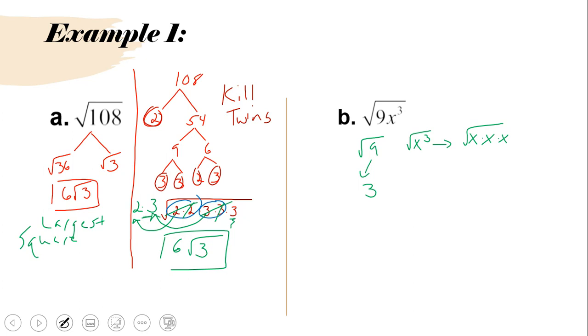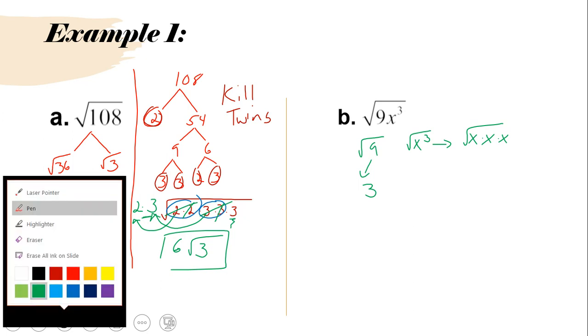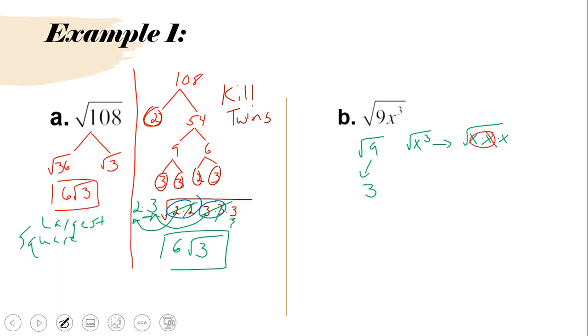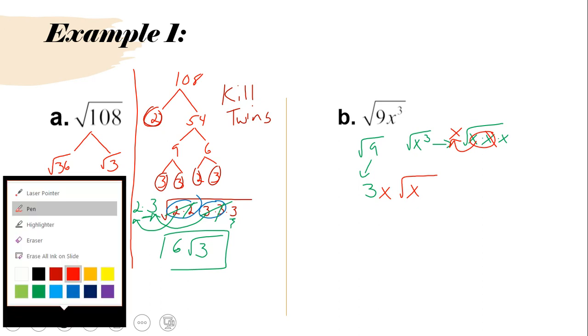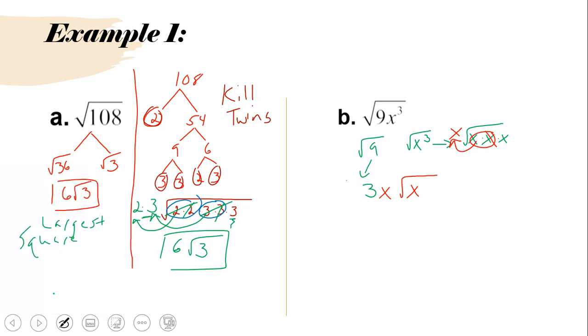So what happens there, if I use my killing of twins technique here, is I've got a set of twins here, gone. On the outside, I have an x. So I have an x on the outside, and then what's left is an x here on the inside of my square root. So I end up getting a final answer of 3x root x.